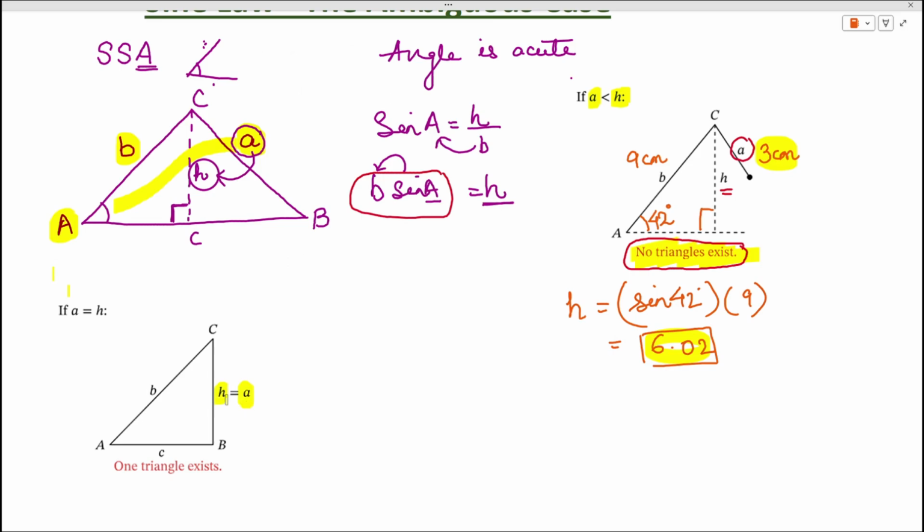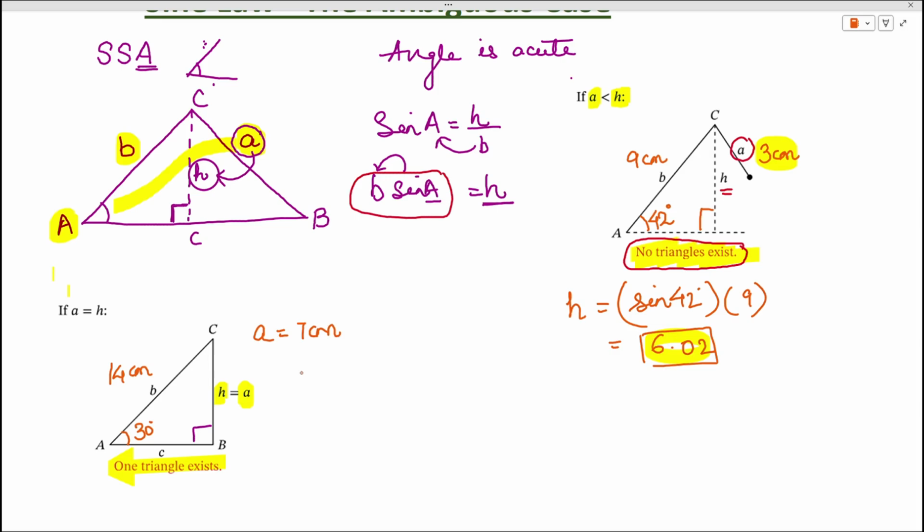How about if the height and the opposite side provided to the given angle are the same? In that case, the height and the side are the same thing, so there's only one triangle existing, and that triangle will be a right triangle. Let us try giving numbers to this situation and see how it goes. Let us say side b given to us is 14 centimeters, angle A is 30 degrees, and side a is 7 centimeters.